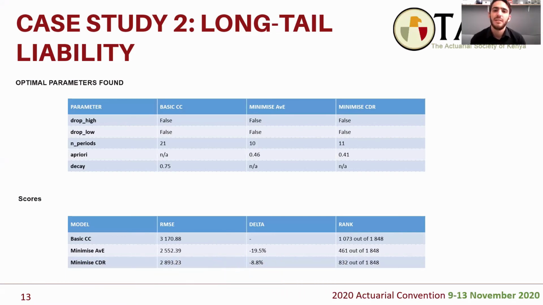And then we ranked the true performance of these on the out-of-sample data, and we saw that the basic Cape Cod was a little bit worse than the median, so around 1,073 out of the total models. Minimizing the AVE performing very well right on that bottom quartile, and then minimizing the CDR a little bit worse than minimizing the AVE, but better than the median model.